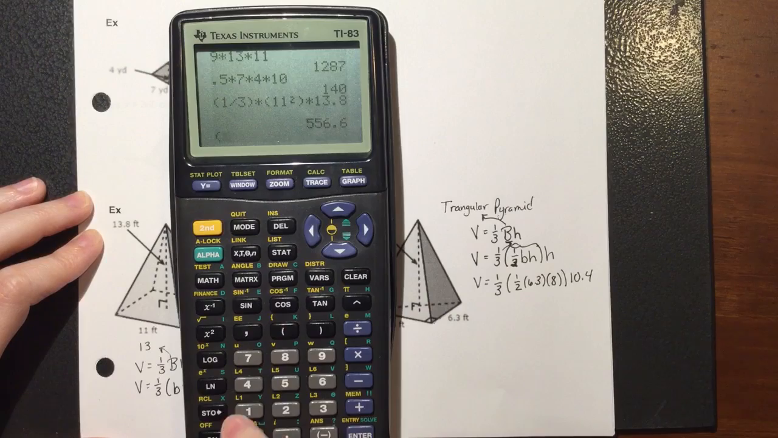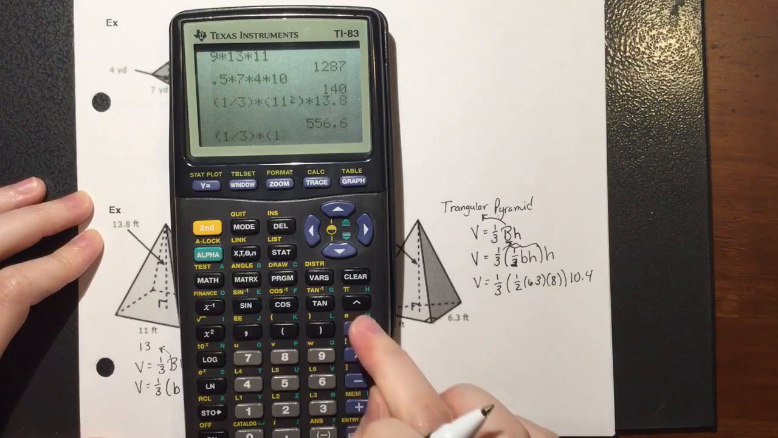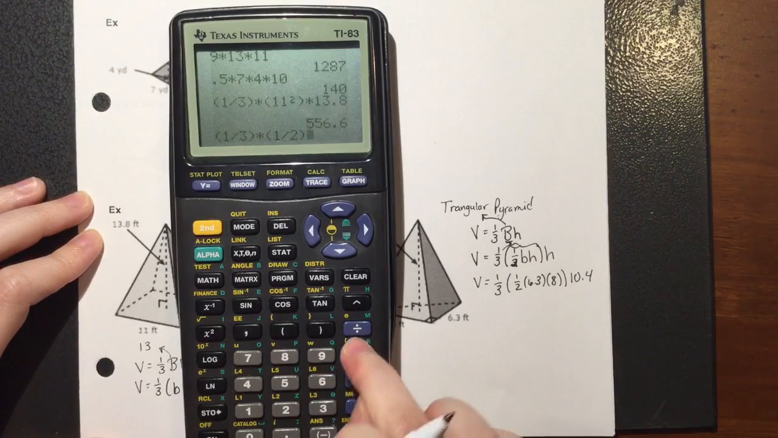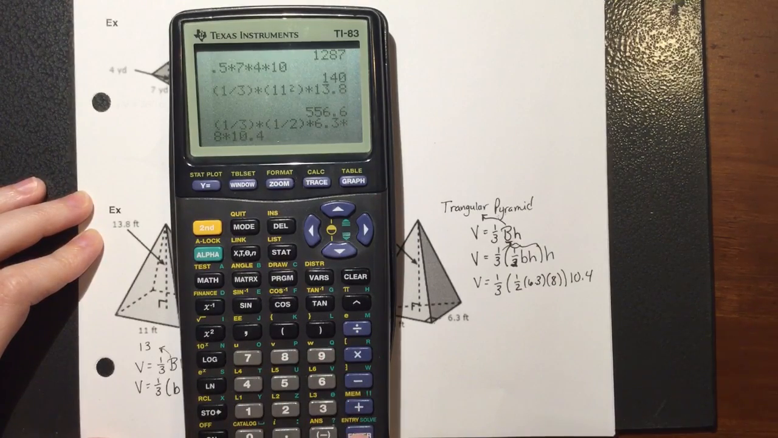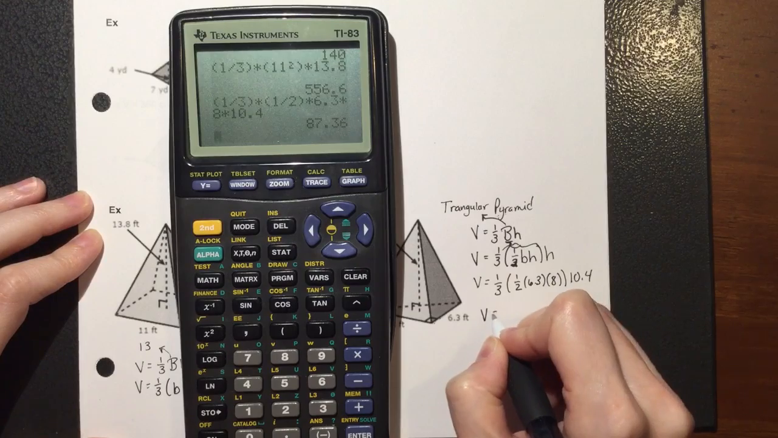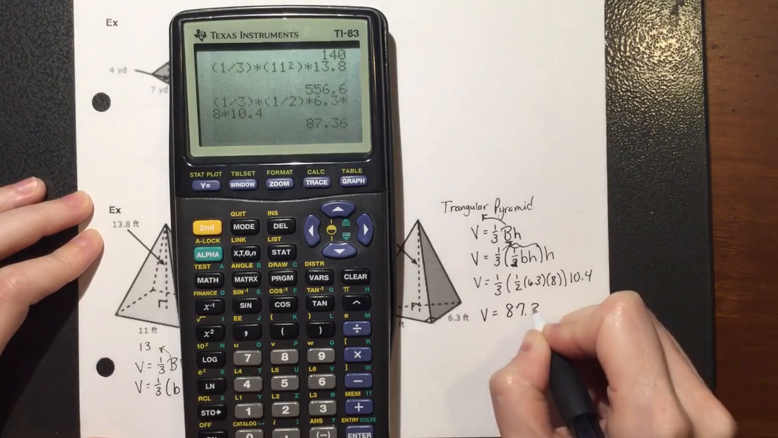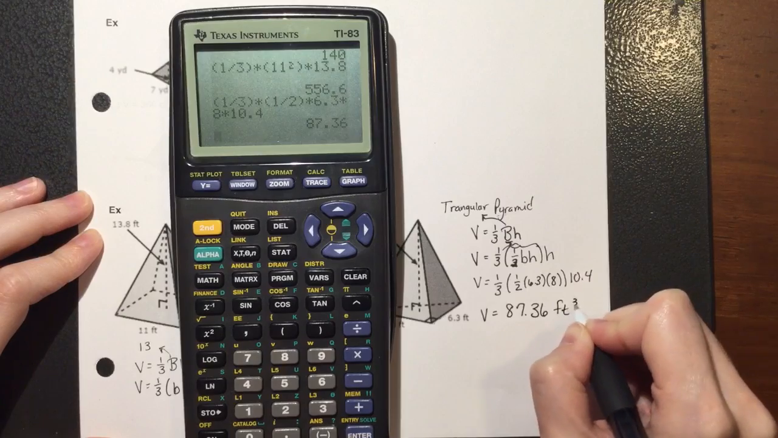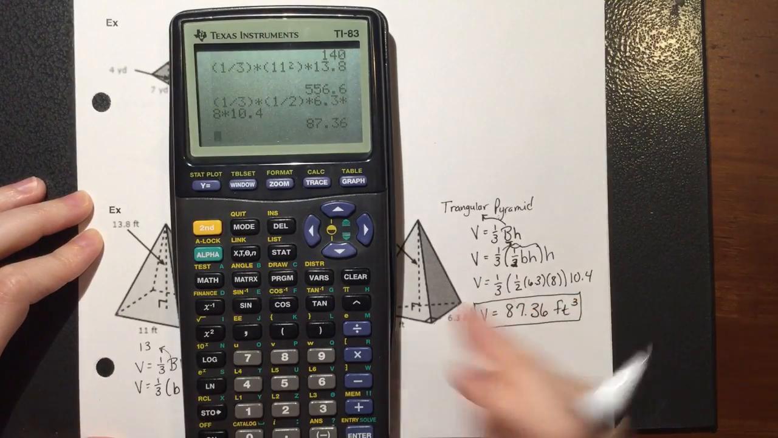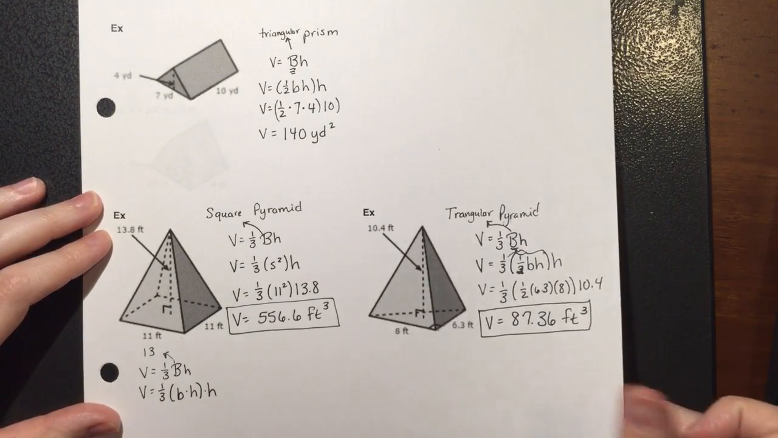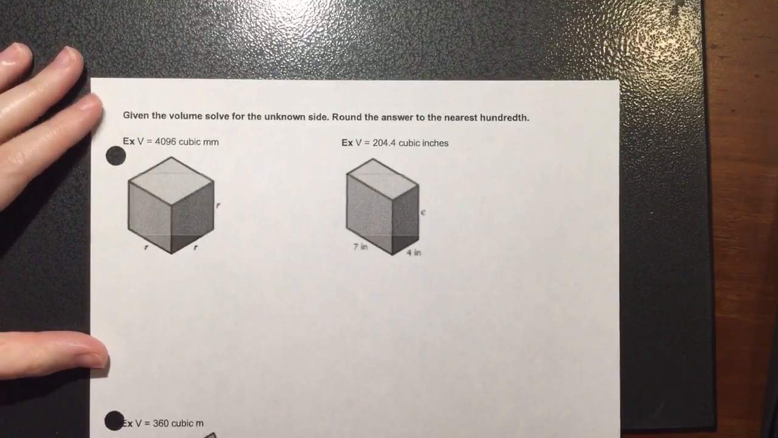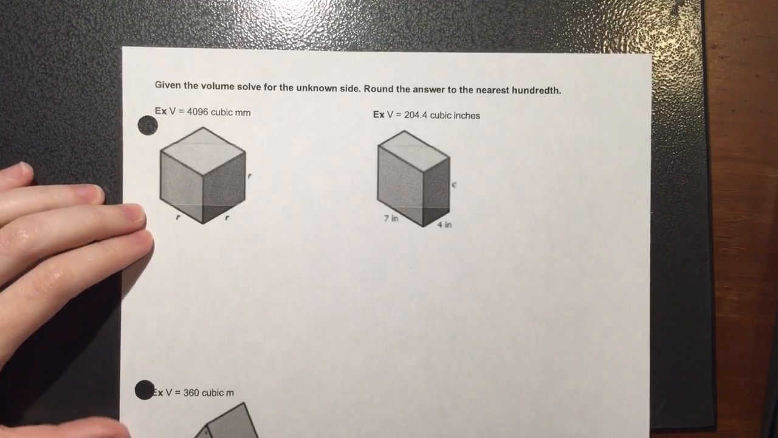So we're doing 1/3 times 1/2 times 6.3 times 8 times 10.4. And that's going to give us a volume of 87.36, and our units are feet cubed. So that's how to find volume for different 3D shapes. But they could also give you problems where they give you volume, and from that volume ask you to solve for a side.